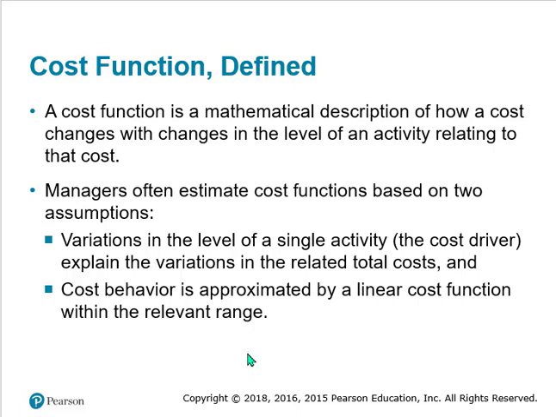And we know that we've got different cost curves. So for a linear cost function, total cost versus the level of a single activity related to that cost is a straight line within the relevant range. Now, these assumptions are used throughout the book, but not all of the chapter, because not all cost functions are linear and can be explained by a single activity. And the more we learn, the more we find that out.